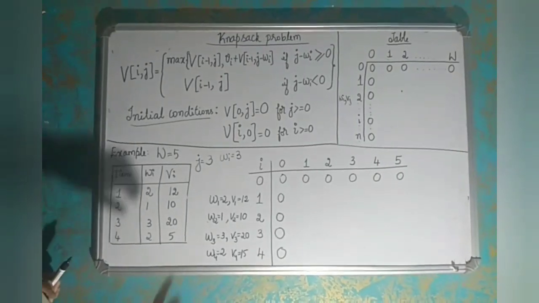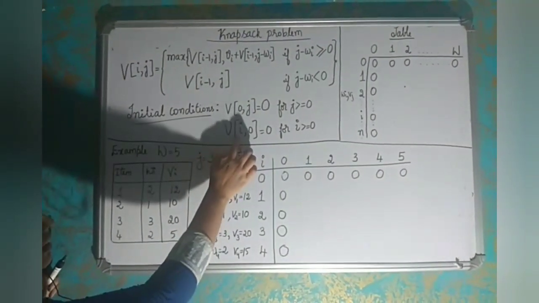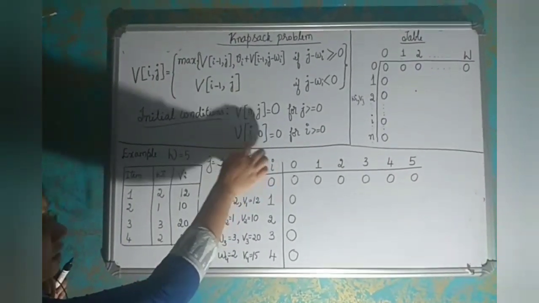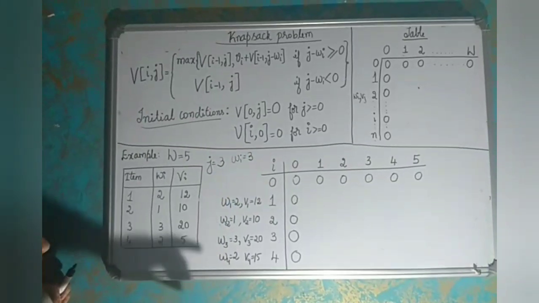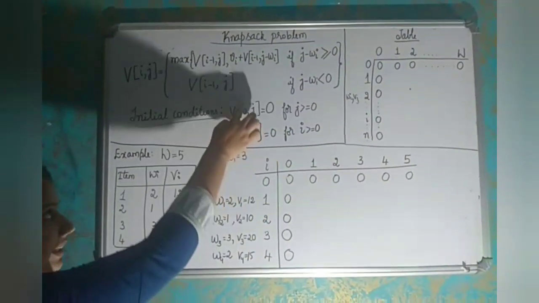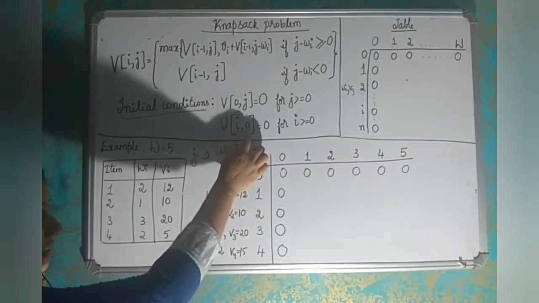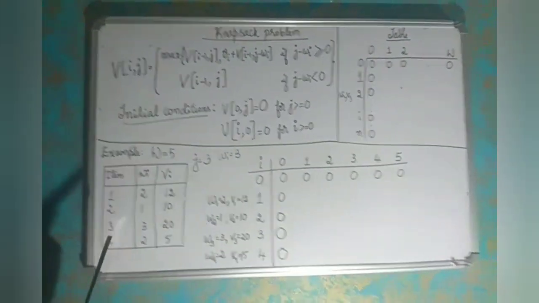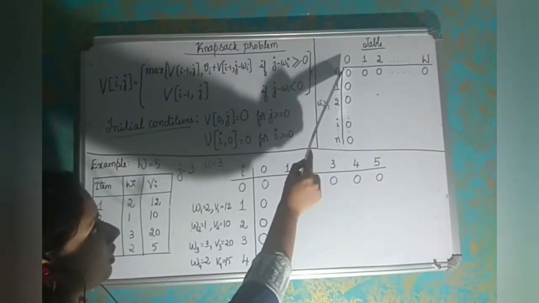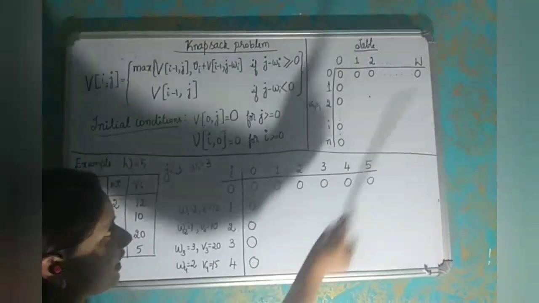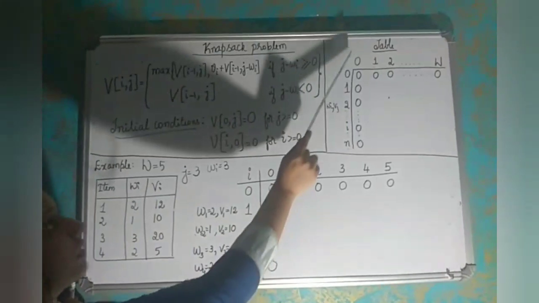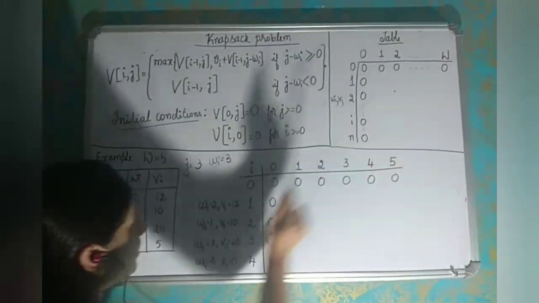One more case is, if the value of j is 0 but the value of i can be anything, in that case also it is 0. If i is 0, then the value is 0. If j is 0, then the value is also 0. If you take the first row, i is 0 and the j values are different, from 0 to W, but i is 0. That is why all these entries are 0.